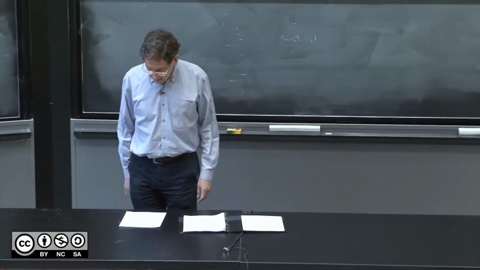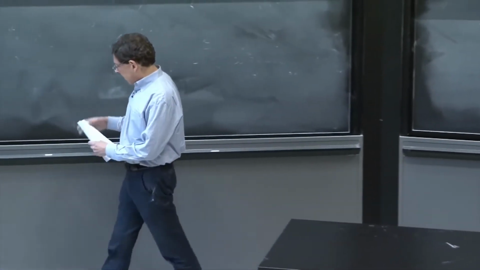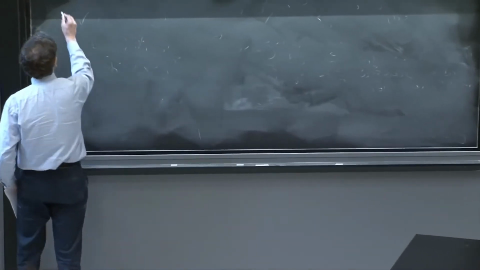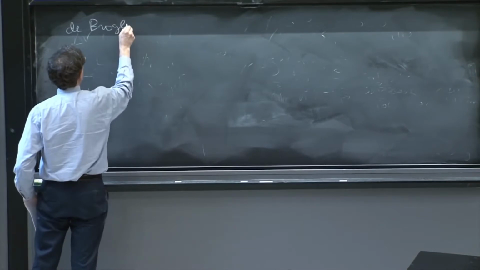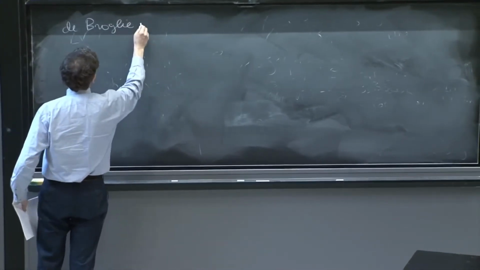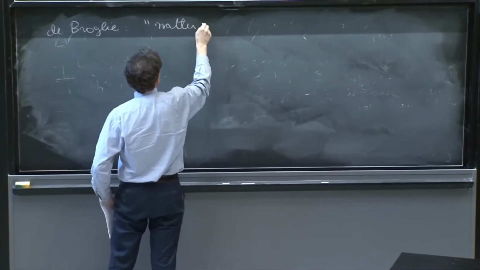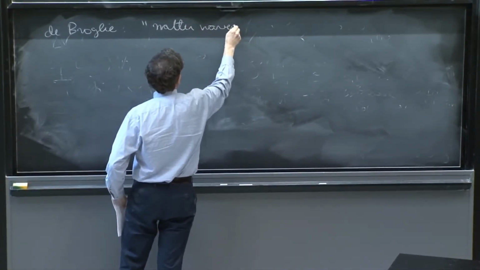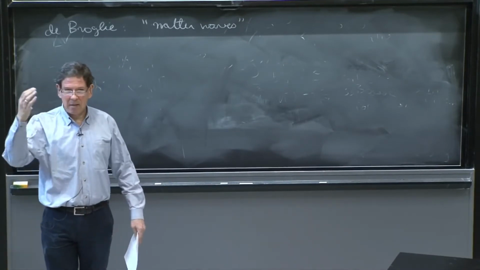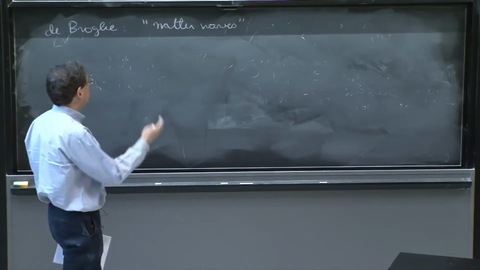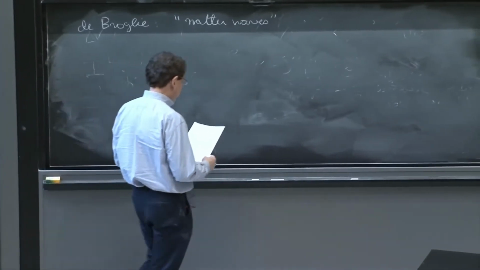De Broglie, as we discussed last time, spoke about waves, matter waves, because people thought, anyway, light is wave, so the surprising thing would be that matter is waves.